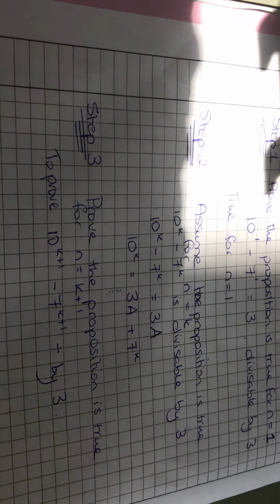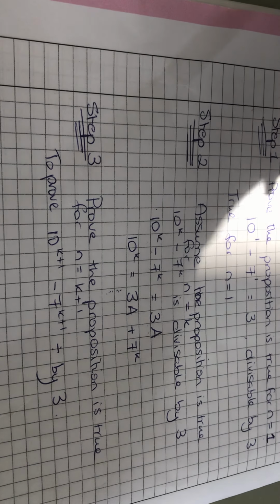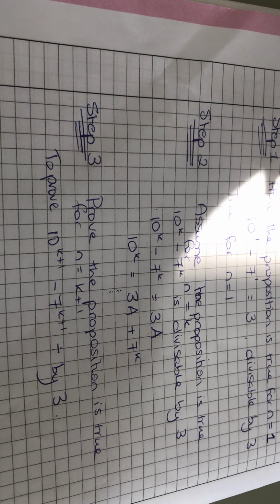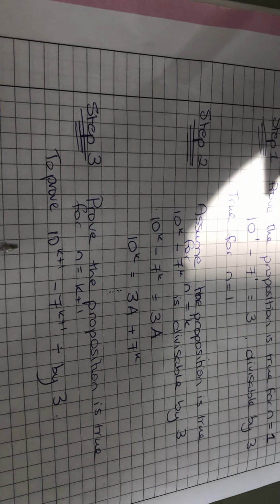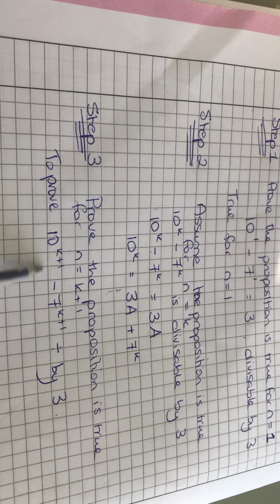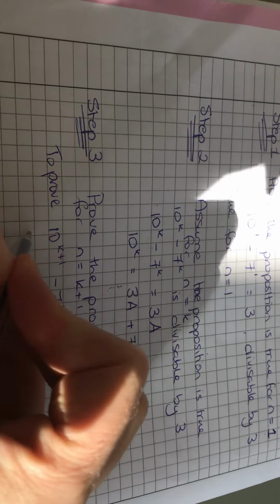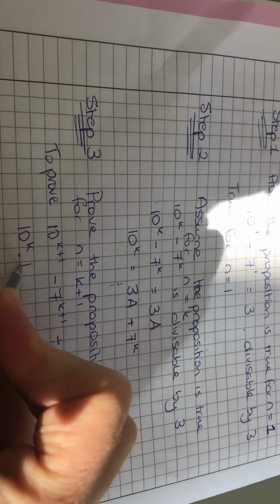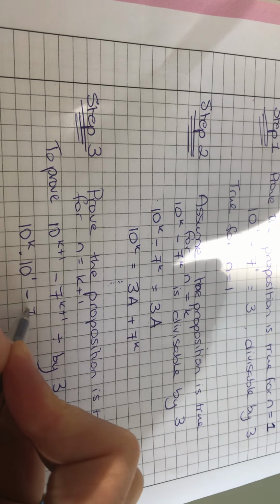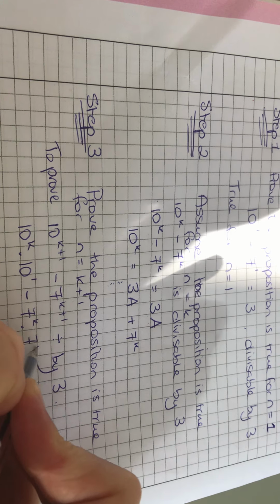This type of proof is going to be great for your algebra and your indices. So you can go to your log tables and look at your indices rules. Is there any way to rewrite any of this? You could write it as 10 to the power of k times 10 to the power of 1, minus 7 to the power of k times 7 to the power of 1.